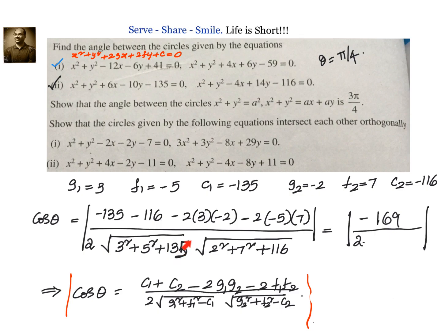And here let's look at the denominator now. 9 plus 25, 34. 34 plus 135 is 169. That means square root is 13.